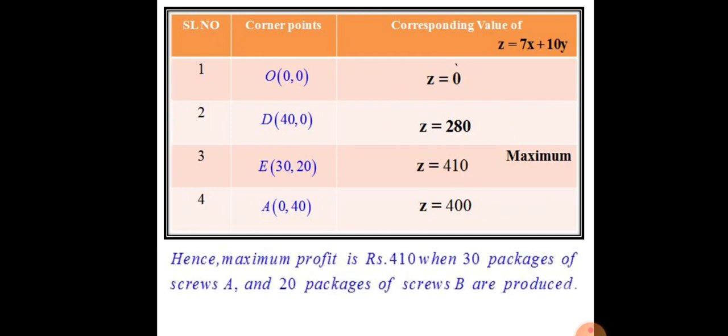So hence maximum profit is 410 rupees when 30 packages of screw A and 20 packages of screw B are produced. Hence the solution.